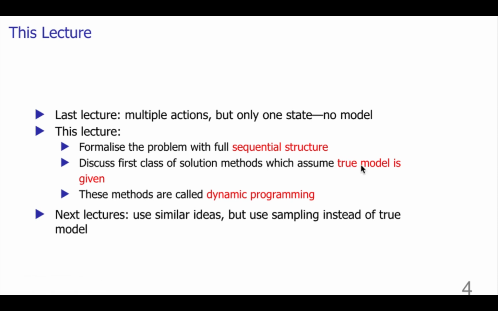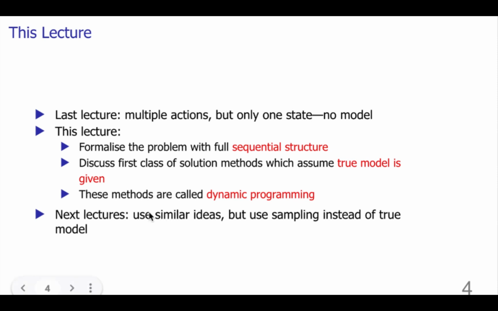We again assume the true model is given. The true model will be given as an MDP problem, like a Markov decision process problem. So the second assumption in this chapter is we assume there is a true model of the environment. The true model helps us to simulate rather than directly interact with the environment. The way to formalize that true model is called a Markov decision process. I will talk about that one later.